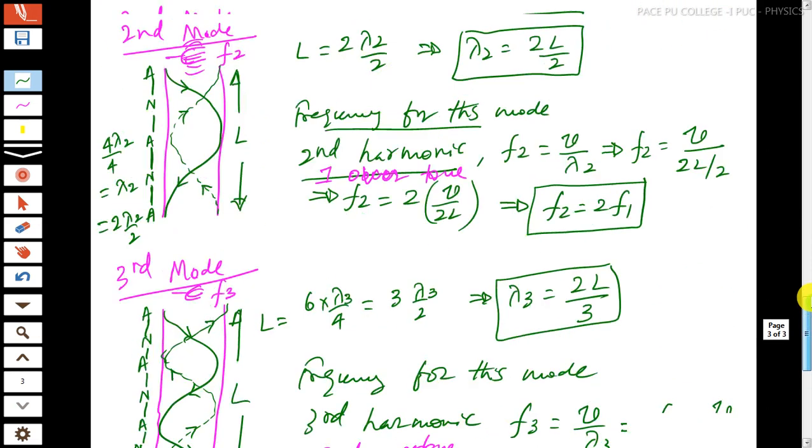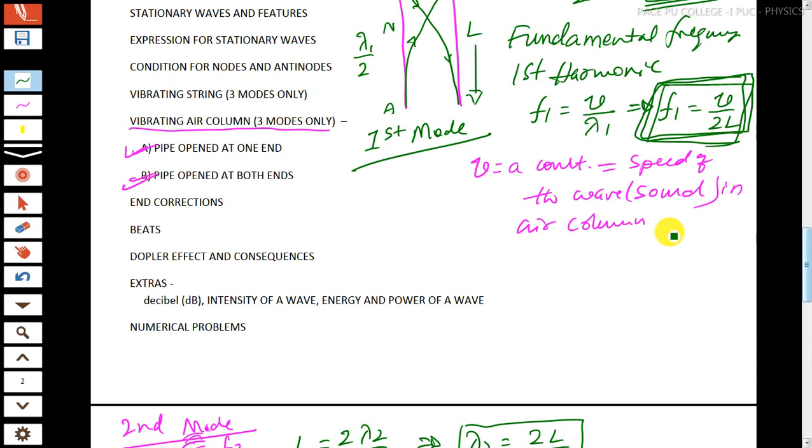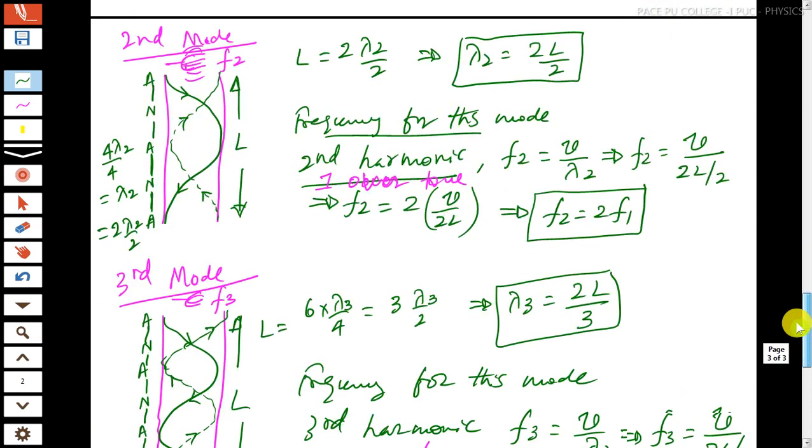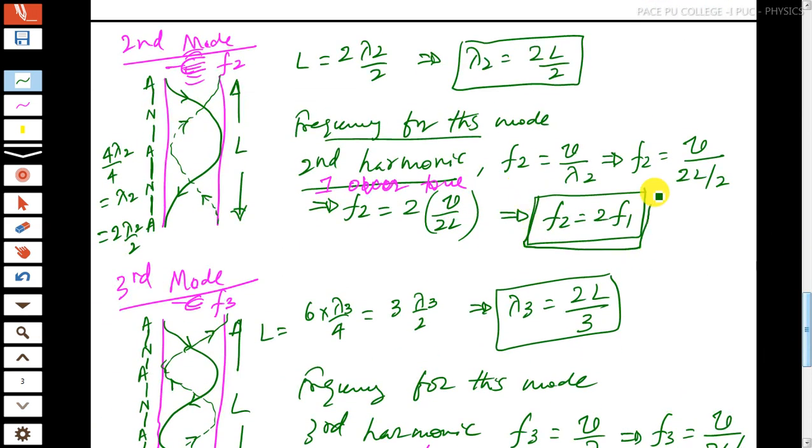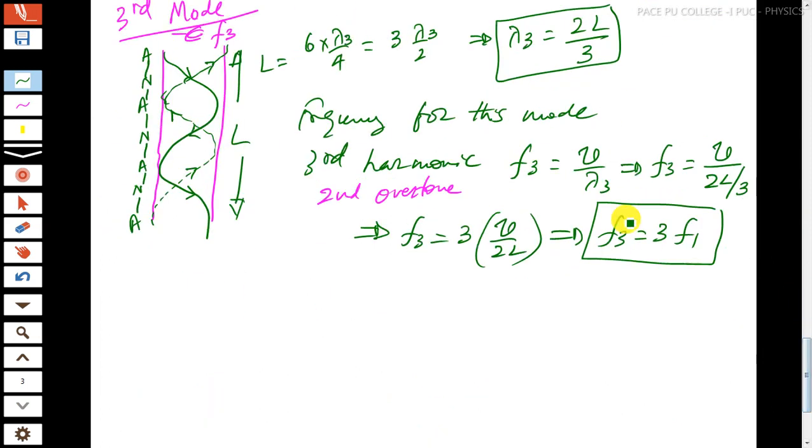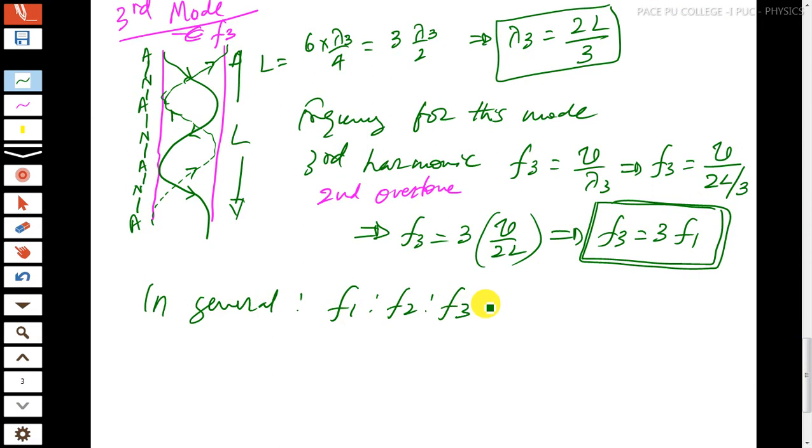Now look into all the three results. F1 is V divided by 2L. Otherwise, I can write F1 equal to 1 times F1. I think there is no objection, right? So F1 is equal to 1 times F1, F2 equal to 2 times F1, and F3 is 3 times F1. So now in general, what can we write? F1 is to F2 is to F3 as 1 is to 2 is to 3. This is the theory about the first three modes of vibration in an open air column.